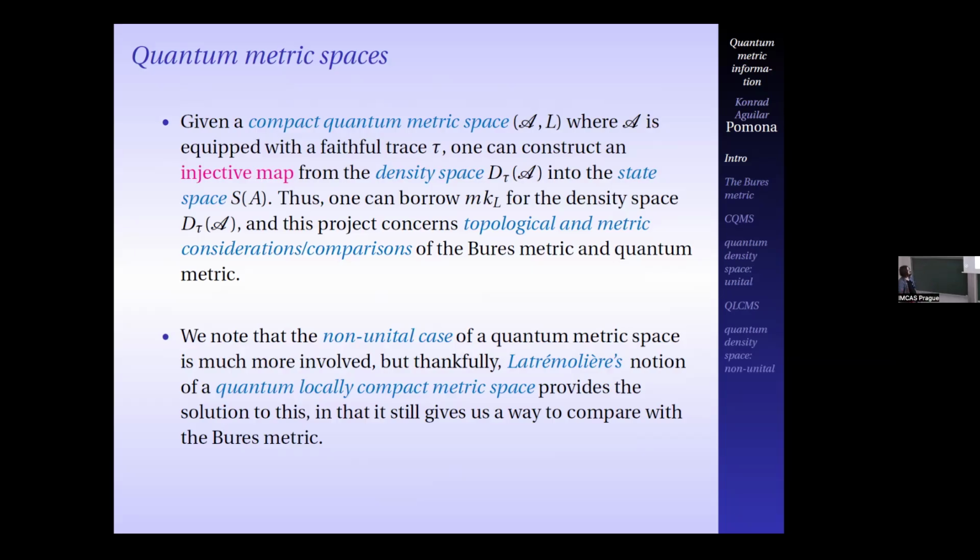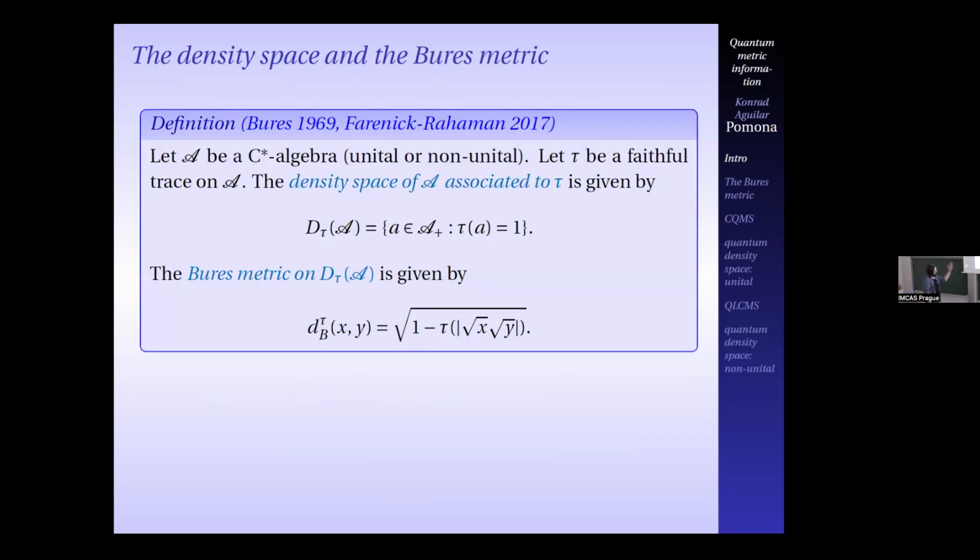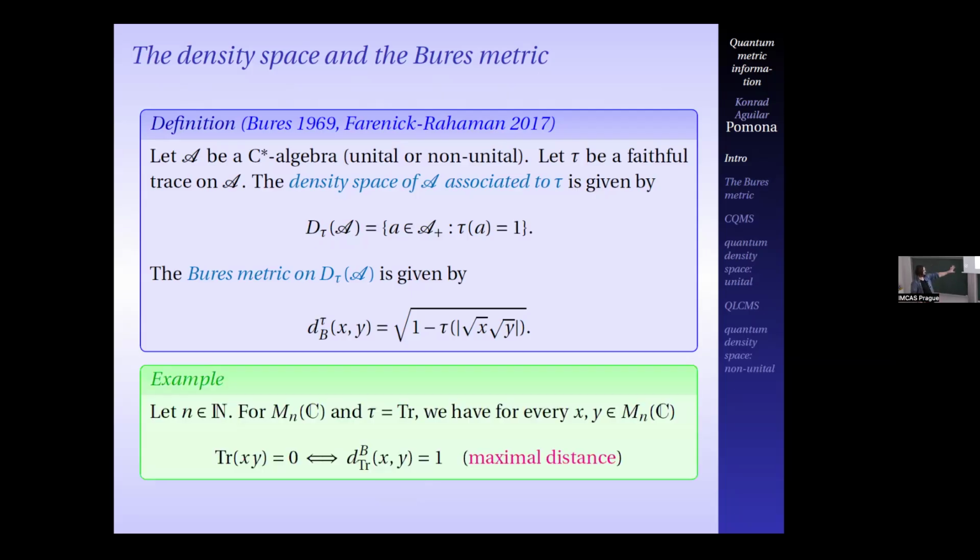Okay, so now we start to formally define things. We have the density space, positive elements of trace one given a faithful trace, and the Bures metric. This is the thing that gives you a maximal distance in those cases. Let me say specifically what this meant. The maximal distance here is one. It's kind of arbitrary, but it makes sense that it's one because you're doing trace one. By maximal distance, informally, I meant distance one in this space, in this distance.